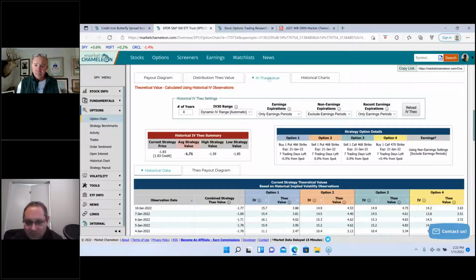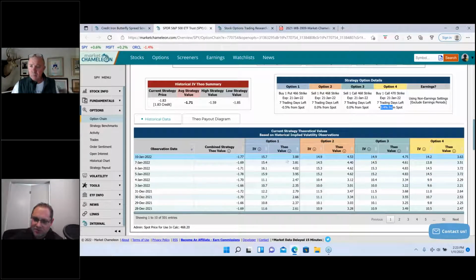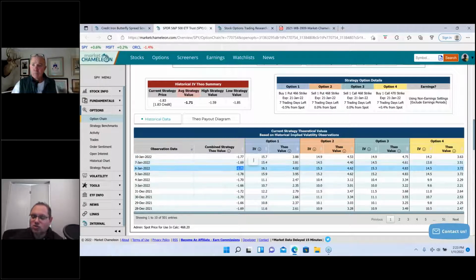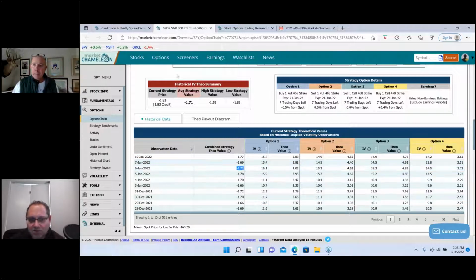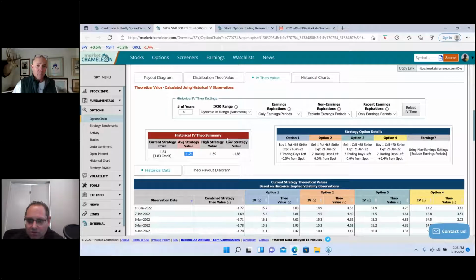So here we go. We could see here, these are our stats. We've got 7 days left, so now we're looking at 7-day IV, not 30-day. And we see each of these strikes is a different percentage away from the spot price. So we have to go back and look at daily implied volatilities historically for each one of these and figure out what this historically traded at. So here we go. Historically, the average credit is $1.71. Low $1.59, high of $1.85. So we're kind of on that high range.